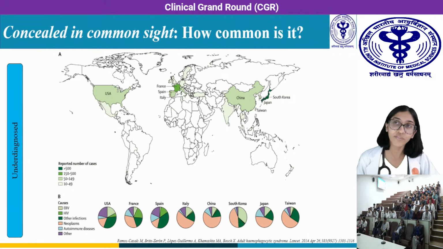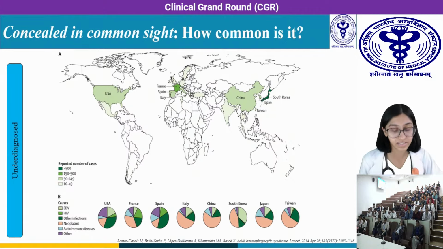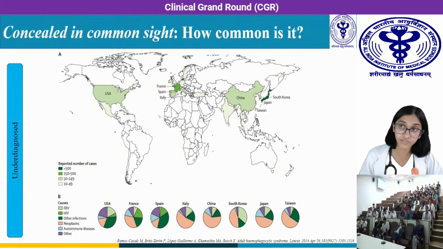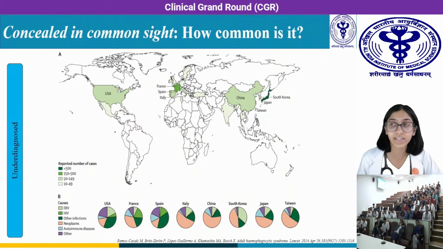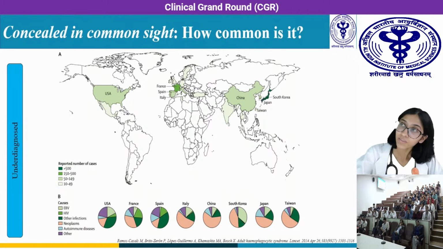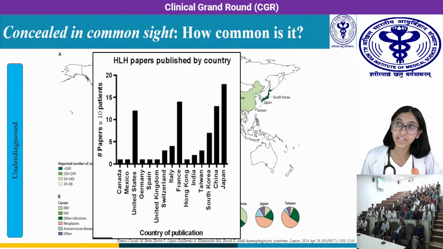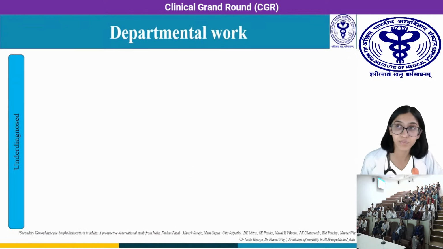And there have been very few studies in the global and in the Indian scenario, as we can see from this map. This was a literature review published in 2014 in Lancet. Here we can see that the maximum number of studies have been in Eastern Asian countries, and there have been very few publications in the Indian scenario. This is in stark contrast with what we see in our hospital life.